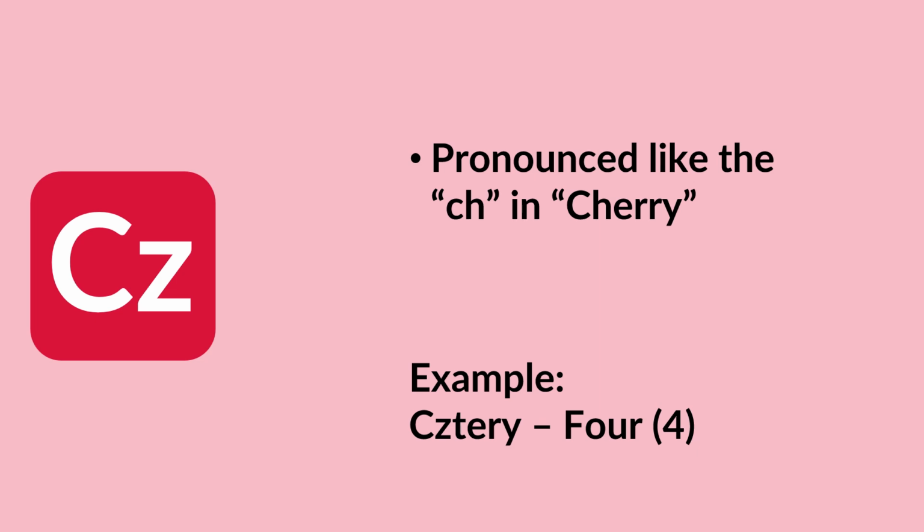This digraph is pronounced as ch, and it's quite similar to the English digraph of ch. The only difference being is that it is a harder sound. To achieve the right pronunciation, you must slightly curl your tongue upwards. Ch, ch. An example of this digraph being used in a word is cztery, which means 4 in English.